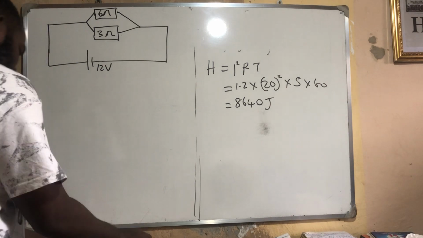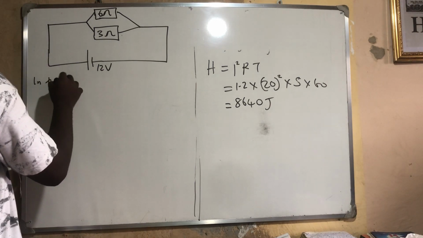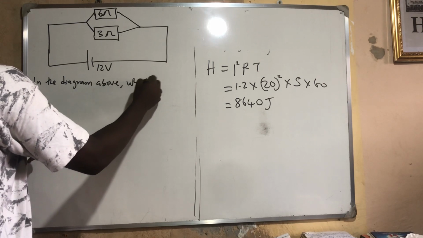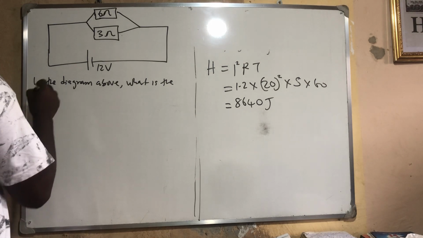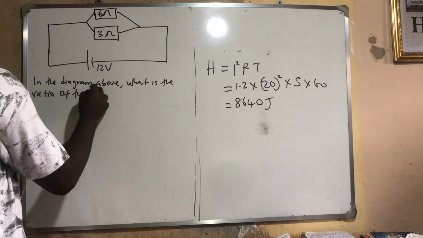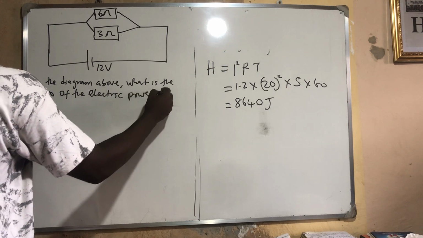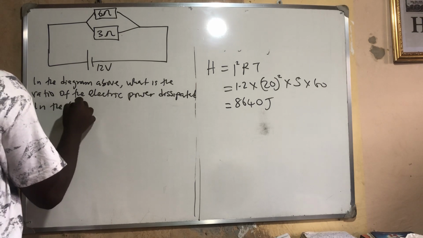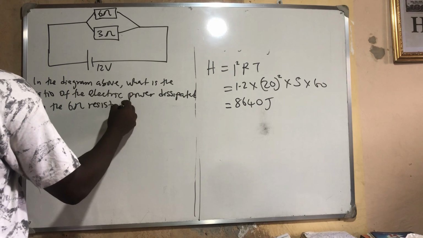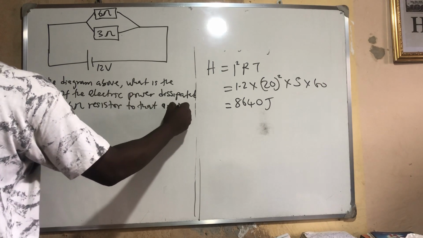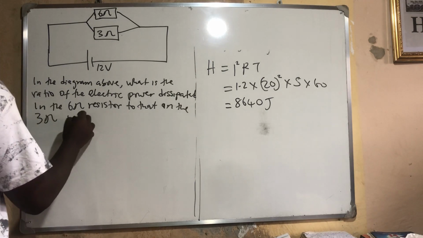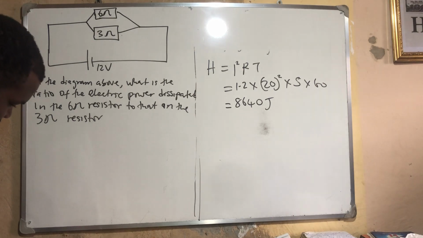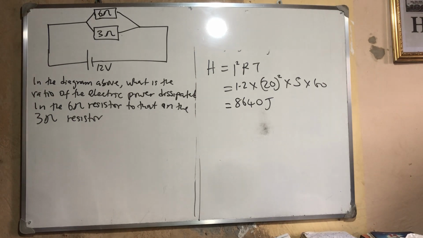So what do they say we should do? They say in the diagram above, what is the ratio of the electric power dissipated in the 6 ohm resistor to that in the 3 ohm resistor? Okay? All right.